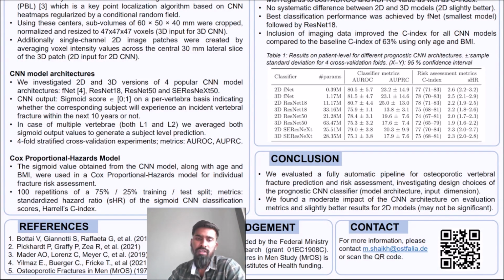To conclude this presentation, we built and evaluated a fully automatic pipeline for osteoporotic vertebral fracture prediction and risk assessment, investigating design choices of the prognostic CNN classifier with regards to model architecture and the input image dimension. We found a moderate impact of the CNN architecture on evaluation metric and slightly better result for the 2D models.